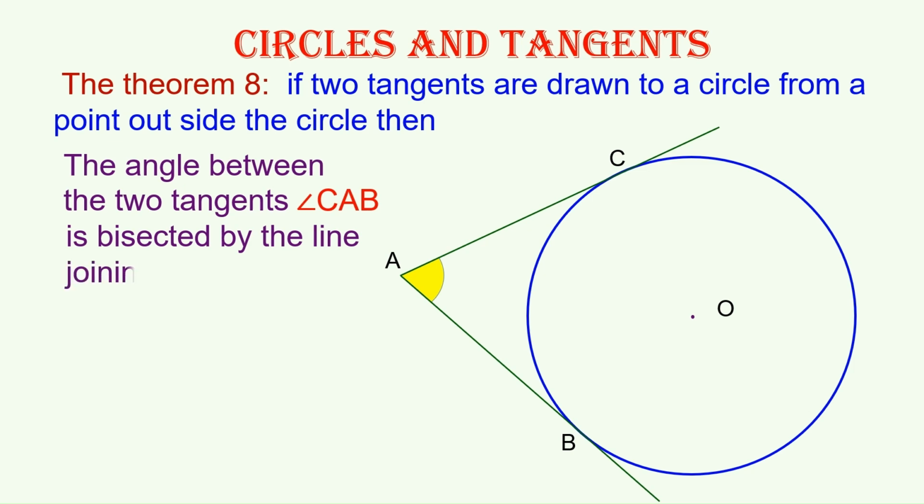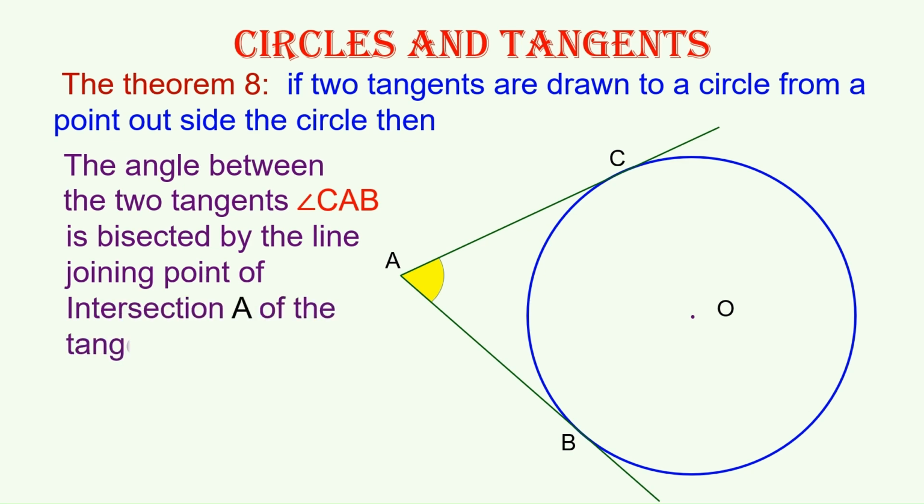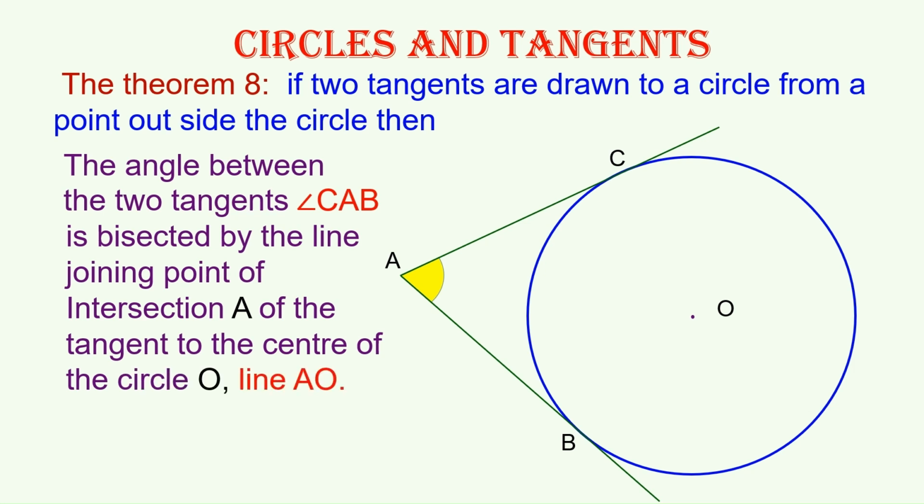The angle between the two tangents, angle CAB, is bisected by the line joining point of intersection A of the tangent to the center of the circle O, line AO. Angle CAO equals angle OAB.